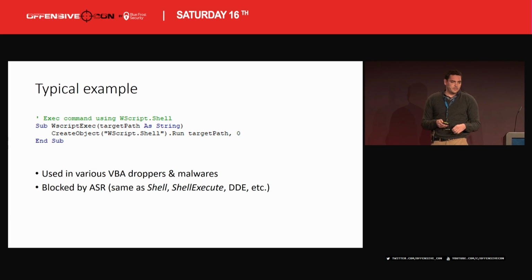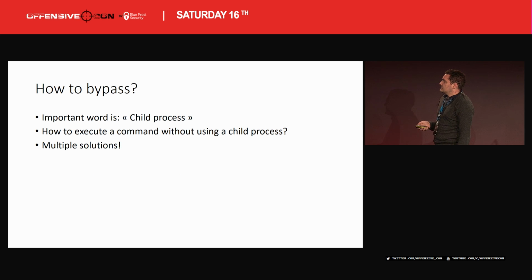So here's a typical example of an execution command inside VBA. And this is blocked by ASR, obviously, as well as a command function like ShellExecute, and DDE attacks. So how to bypass this rule? Well, the important word is child process. If you want to bypass this rule, you just have to think about ways to execute a command without using a child process. And for that, you have multiple solutions on Windows.